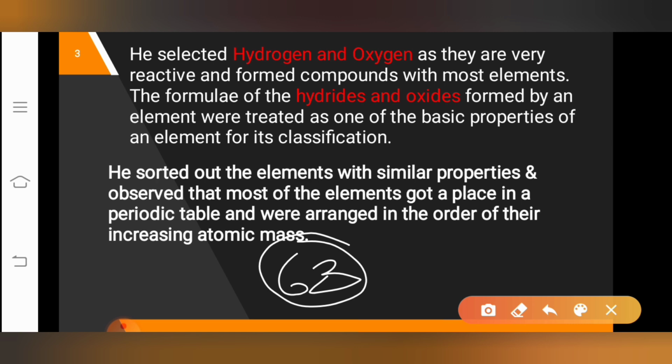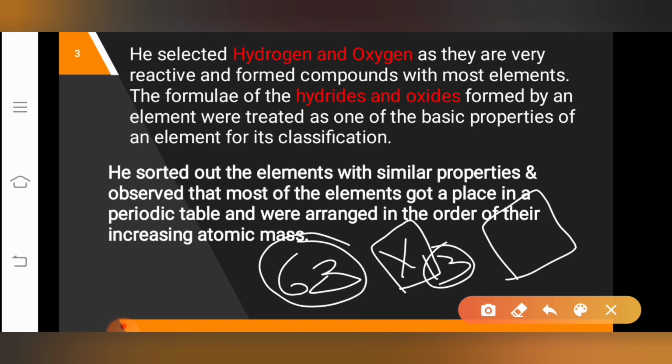For example, if an element is X, what happened? He wrote this X element and he reacted this X with the hydrogen as well as the oxygen. And then he also wrote the atomic mass. For example, suppose we take an atomic mass of this element, maybe 30. And let us take another element X, which has an atomic mass of 15, and this element is also reacting with hydrogen, that is, hydrides and oxides, right?